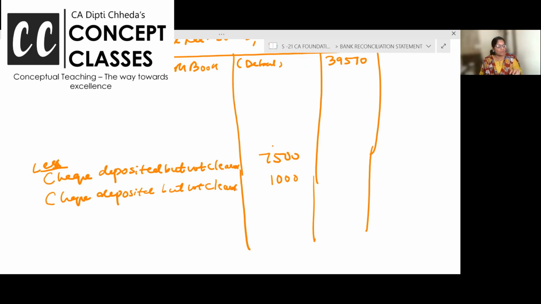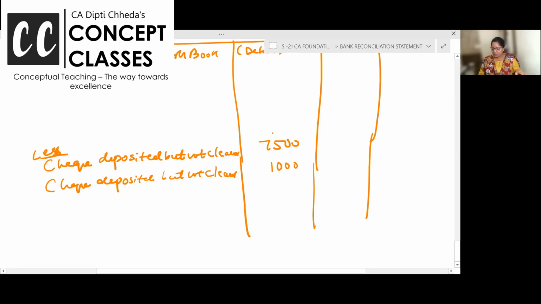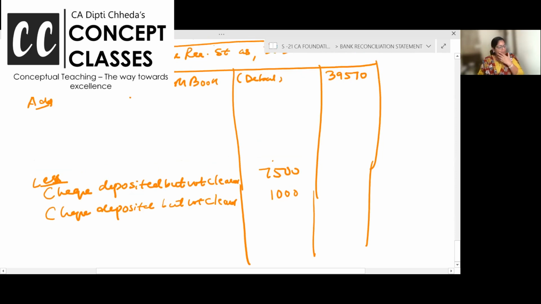Okay, sure. Next. Out of checks amounting to 7,800 drawn on 26th March, a check for 2,500 was encashed on 3rd of April.